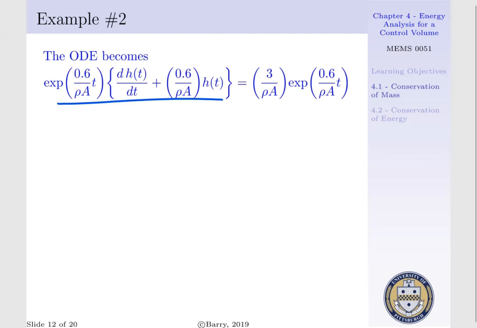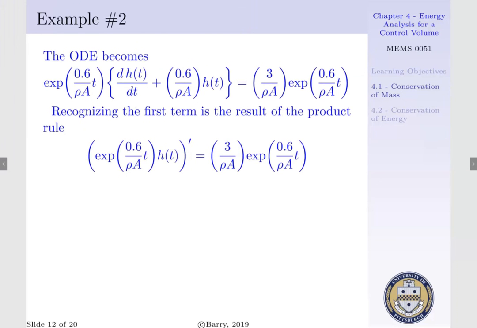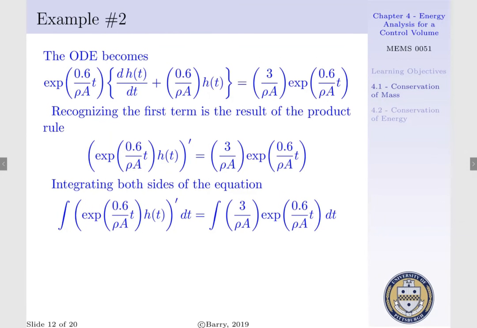This first term, we recognize, is a result of our product rule. That is, that term can be expressed as the exponential of 0.6 t per rho A times h of t differentiated. And this is equal to our right-hand side. Now, if we integrate both sides of this equation, we'd have the integral of our left-hand side, which is the exponential of 0.6 t per rho A, h of t prime, integrated with respect to time, is equal to the integral of 3 per rho A, the exponential of 0.6 t per rho A dt.